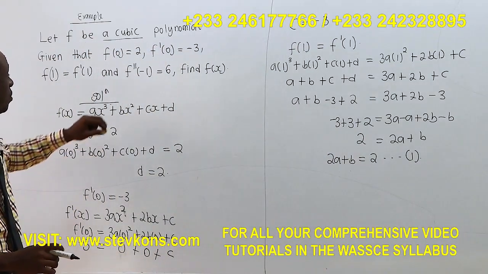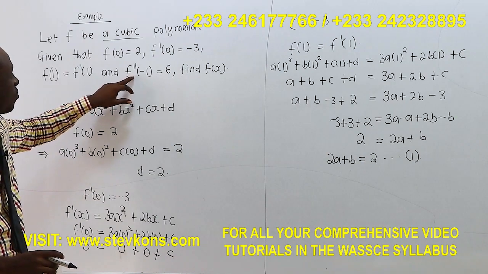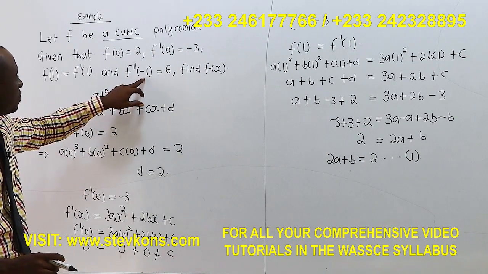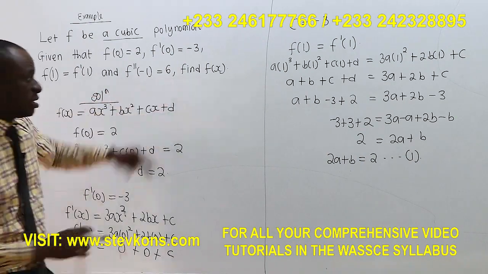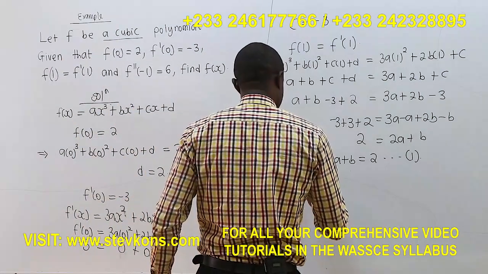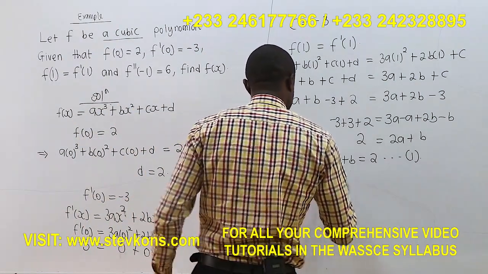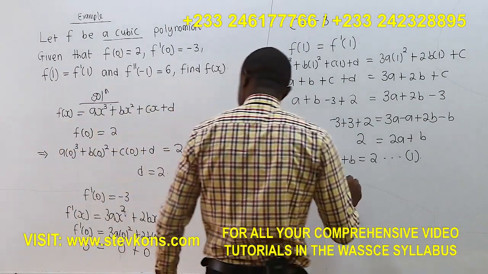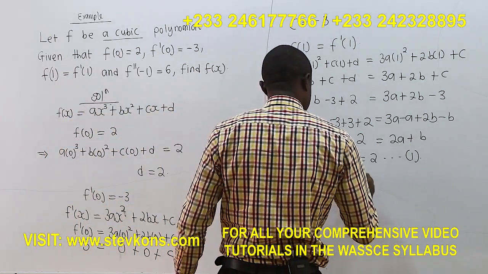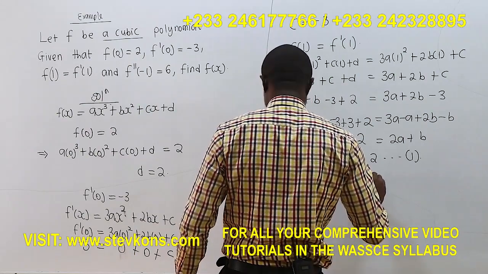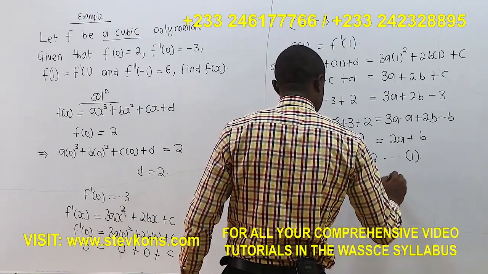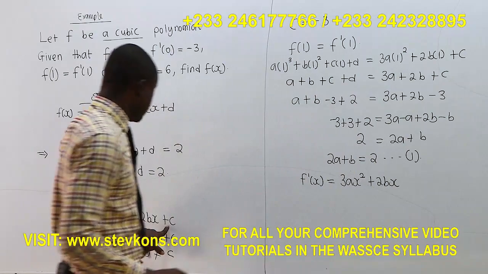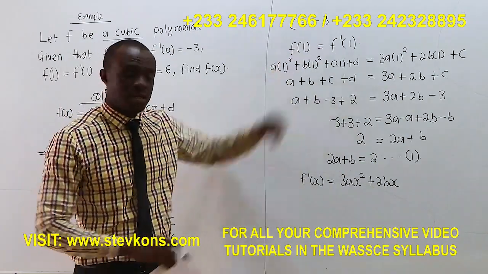Now, we have also been given that f prime prime of negative 1 is equal to 6. Now, we know our f prime of x. What is our f prime of x? Our f prime of x is 3ax squared plus 2bx plus c. But what is the c? C is negative 3.